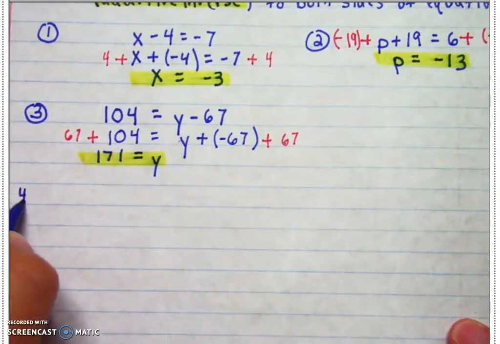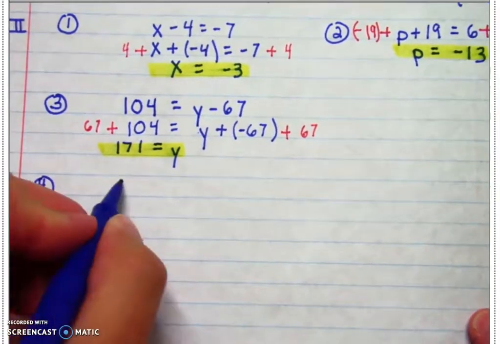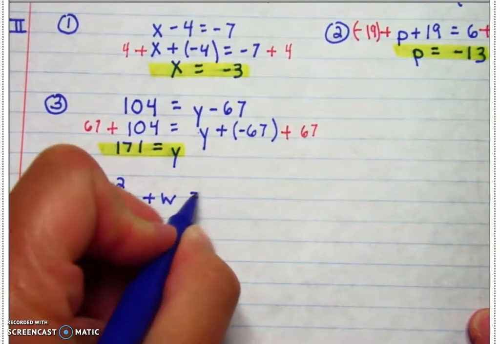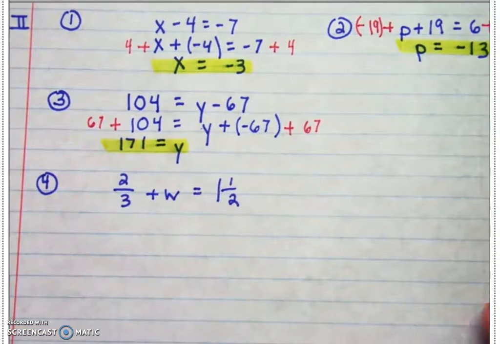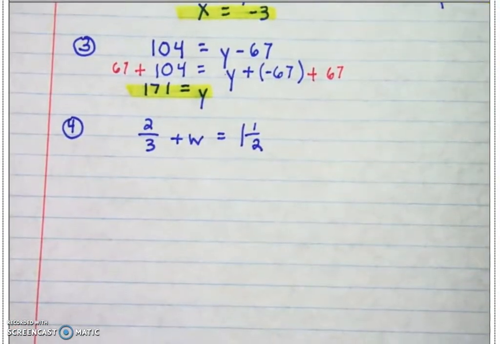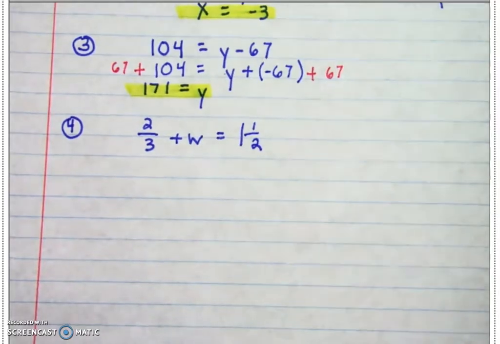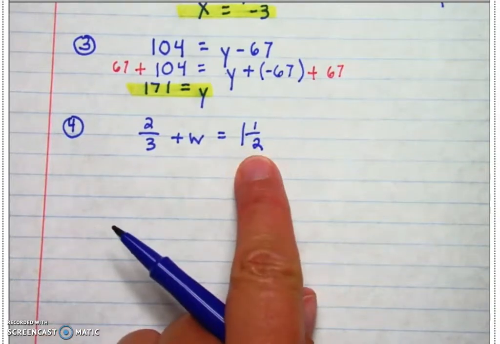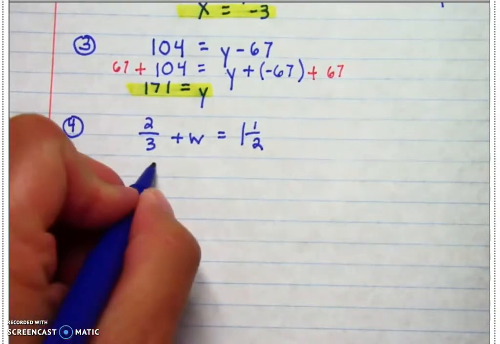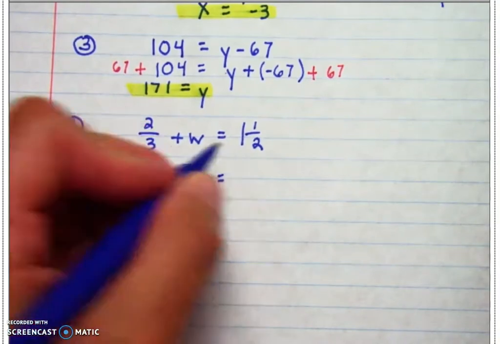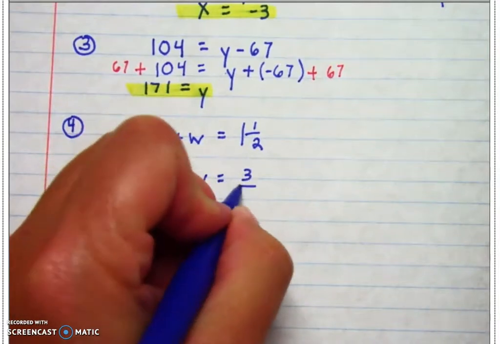I'm going to go down here. We've got a couple fractions here. 2/3 plus w equals 1.5. Okay? If the problem starts off as a fraction, leave it as a fraction. I want my answers in fractions. Gives you practice. All right. First thing is, this is a mixed number, so I'm going to change that to an improper fraction. So 2 times 1 is 2 plus 1 is 3/2.